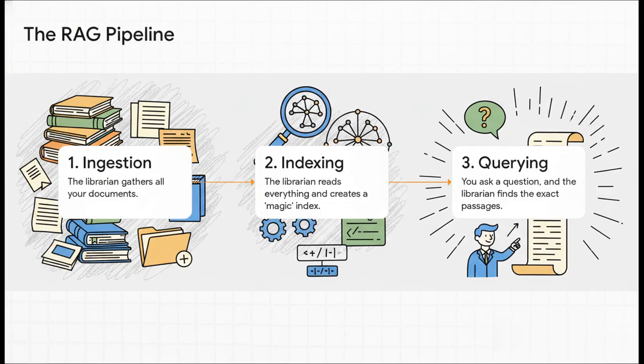So building this AI librarian is basically a three-step pipeline. First up is ingestion. This is where the librarian just gathers up all your books and notes. Next is indexing, where it creates this brilliant kind of magic search system. And then finally, there's querying, which is when you get to ask a question and get a super precise answer. So let's start at the beginning.